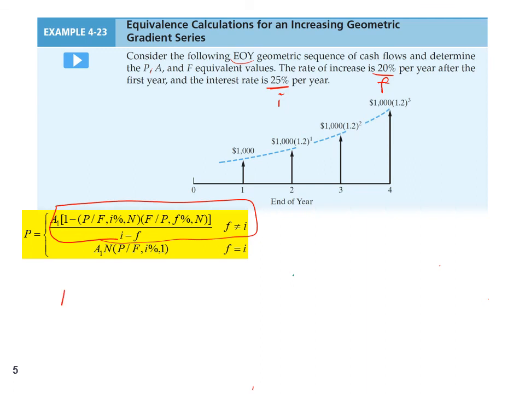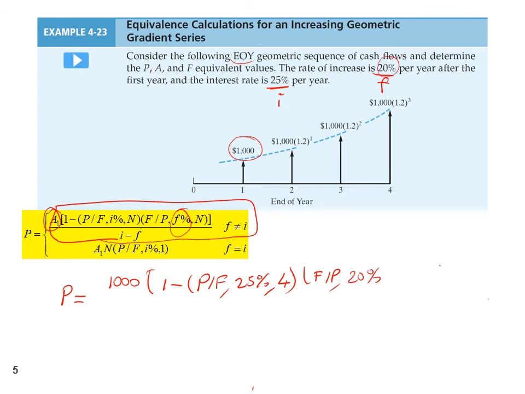Okay, so then I can write P is equal to A1. What is A1? A1 is the first payment, 1000. Then 1 minus, it says P given F, okay, P given F, interest rate 25%, and the number of periods in this example is 4. Then we have F given P. Now it says F%, and F is 20%. So simply write 20% and 4.